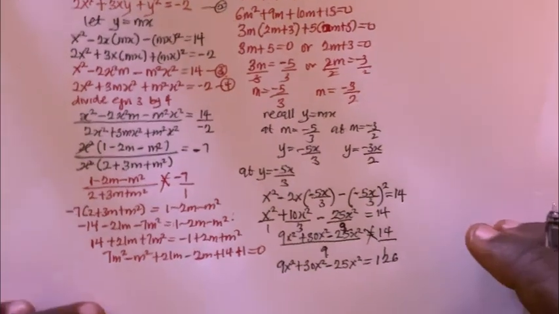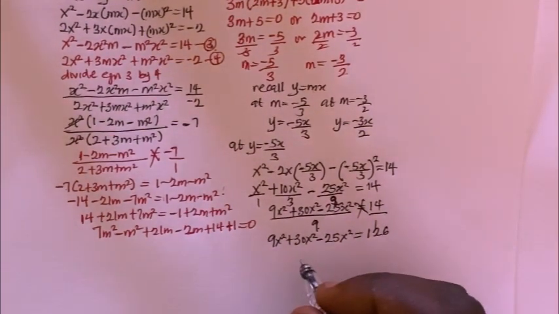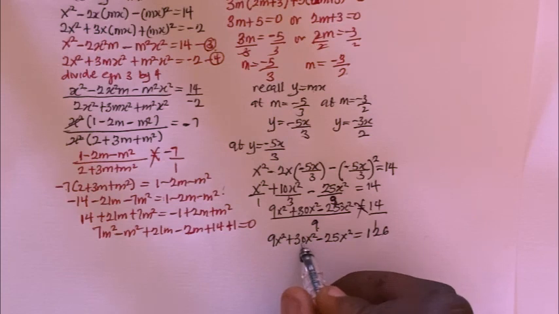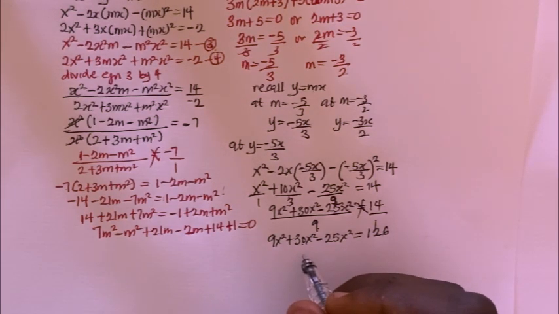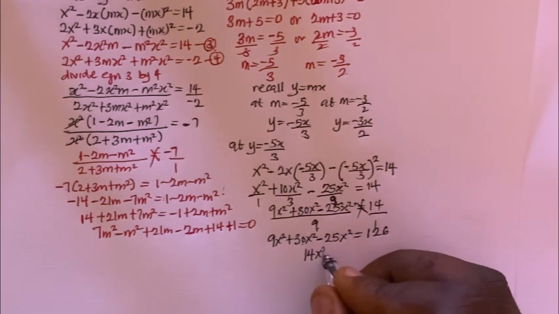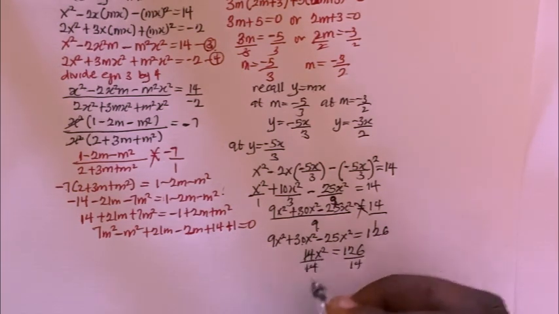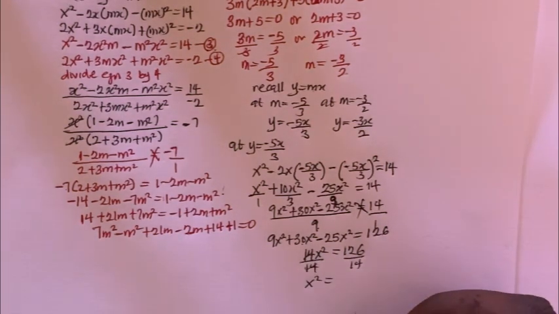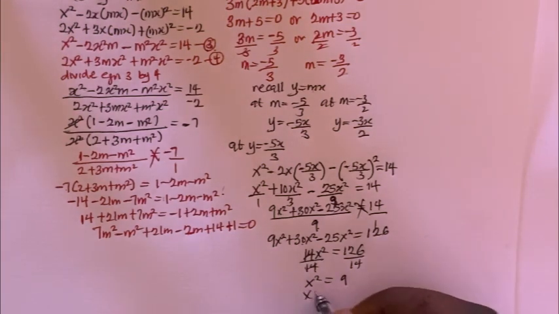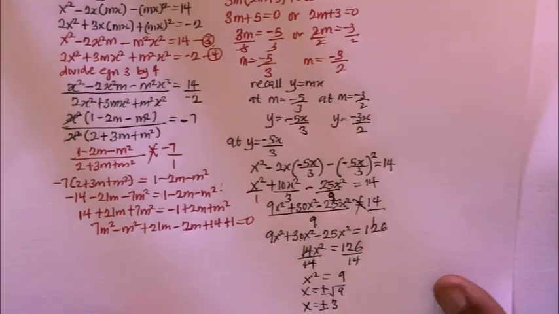So after that you say, okay, 9 plus 30, that's 39. Then minus 25, 39 minus 25 is 14. So you're going to have 14x squared equals 126. Divide both by 14. You're going to have x squared equals 126 divided by 14, that's actually 9. Let me just verify, exactly 9. So we are going to have x equals plus or minus root of 9. Therefore, x equals plus or minus 3. That's for the first one.